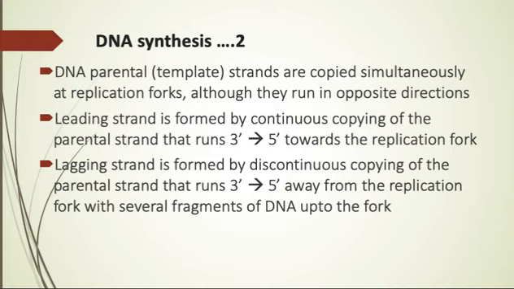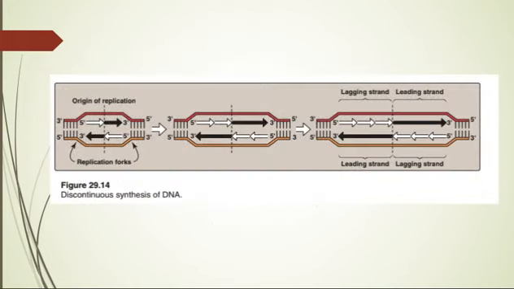So the synthesis will be from the 5' to the 3' end at the replication fork here, the leading strand, and then the lagging strand is formed by discontinuous copying of the parental strand that runs 3' to 5' end away from the replication fork, with several fragments of DNA. So there are fragments in the lagging strand, and the leading strand is a continuous strand.